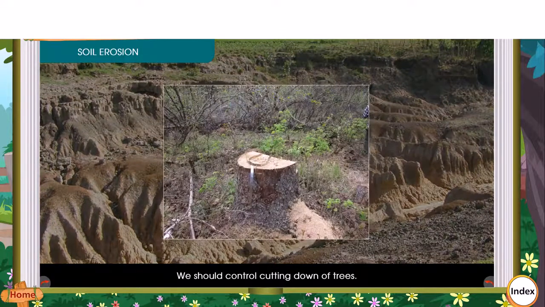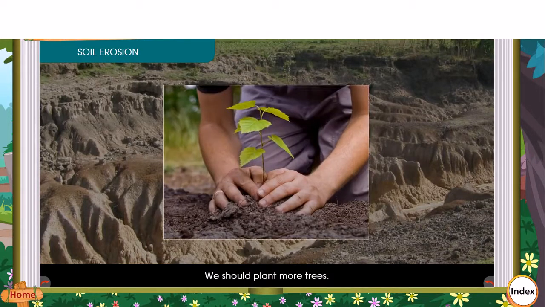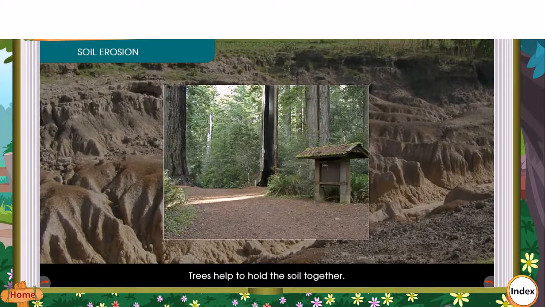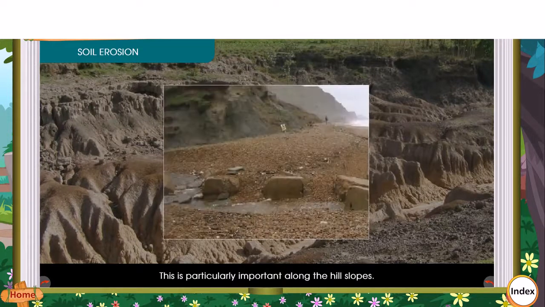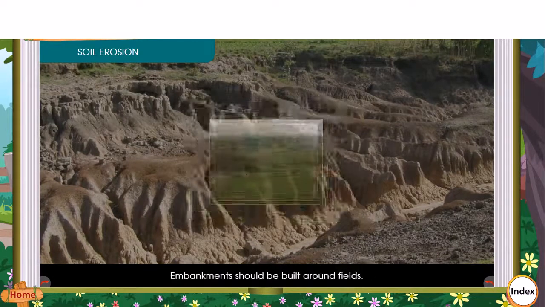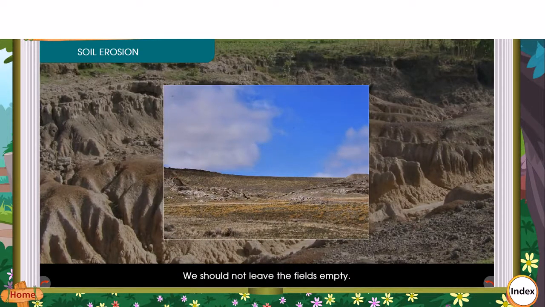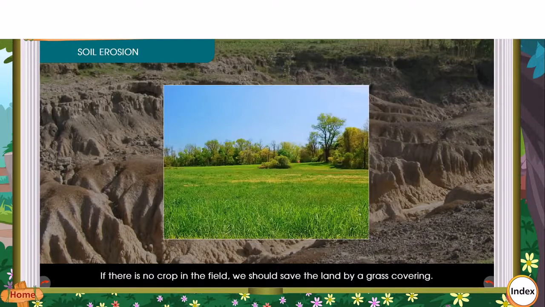We should control cutting down of trees. We should plant more trees. Trees help to hold the soil together. This is particularly important along the hill slopes. Embankments should be built around fields. We should not leave the fields empty. If there is no crop in the field, we should save the land by a grass covering.